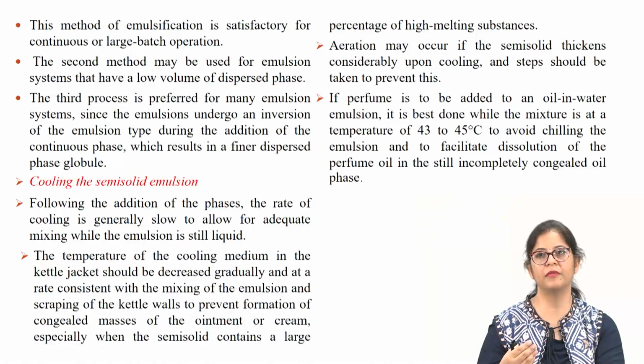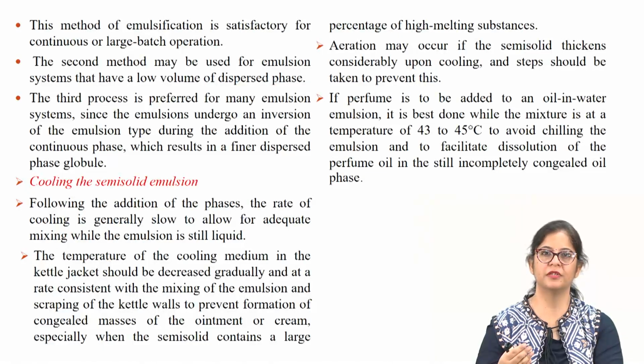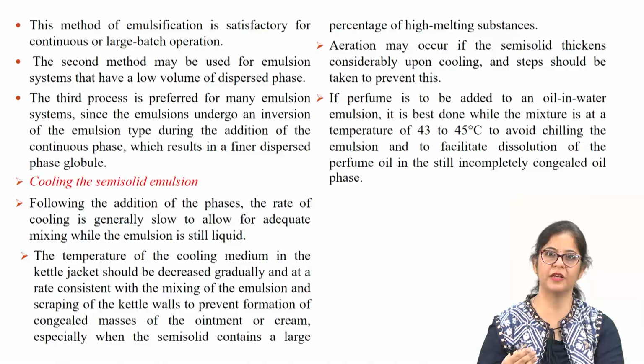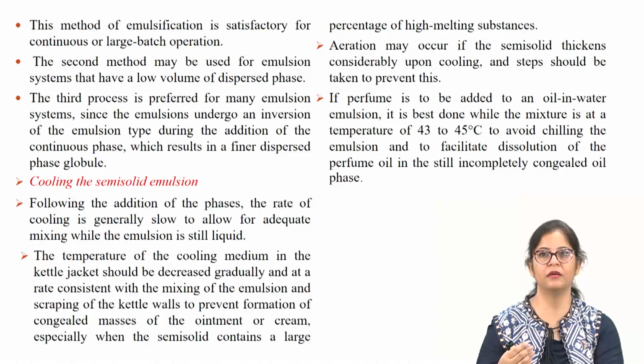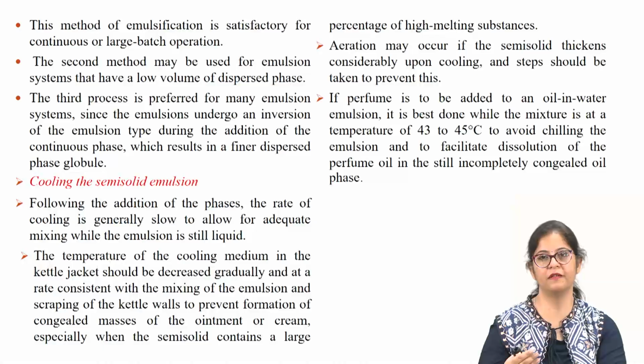The second method may be used for emulsion systems that have a low volume of dispersed phase. The third process is preferred for other emulsion systems since the emulsions undergo an inversion of the emulsion type during the addition of the continuous phase, which results in a finer dispersed phase globule.